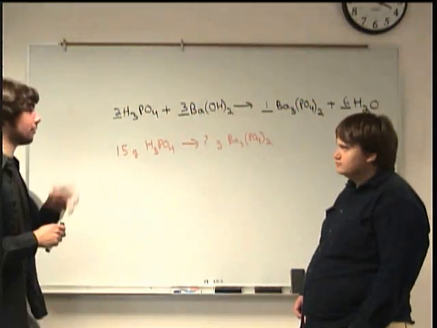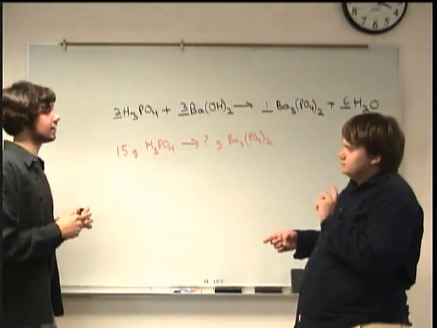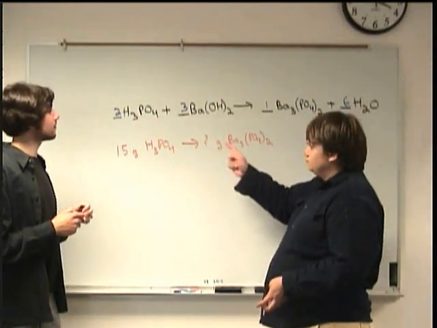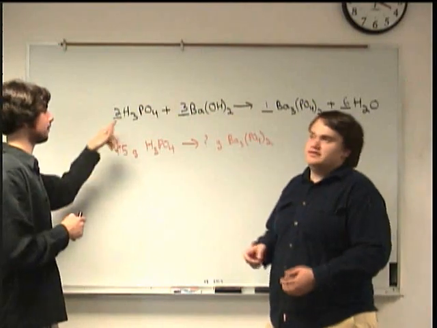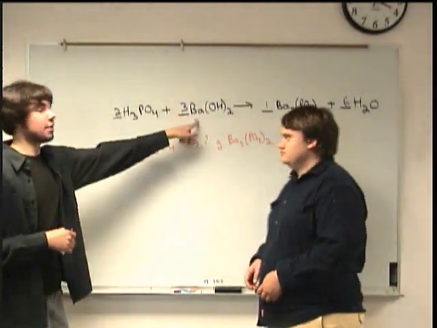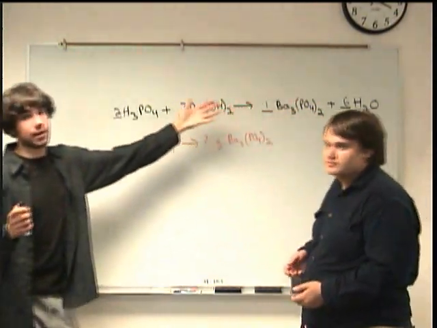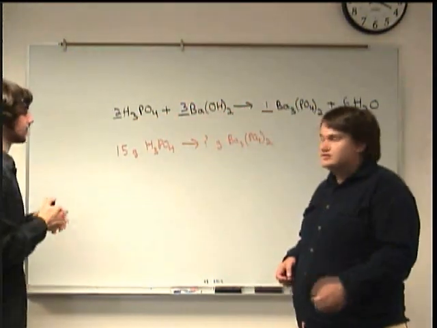Now, Kevin, what kind of a reaction is this? Double displacement. Also, it is acid-base, because we have phosphoric acid here, barium hydroxide, which is the base, and we get a salt and water, which is always a characteristic of an acid-base reaction. Yeah, that makes sense.